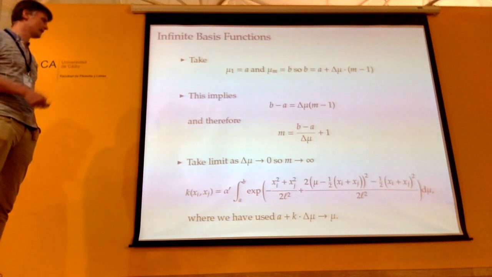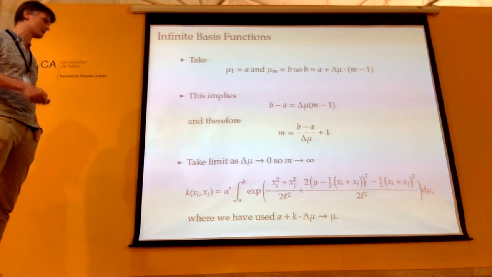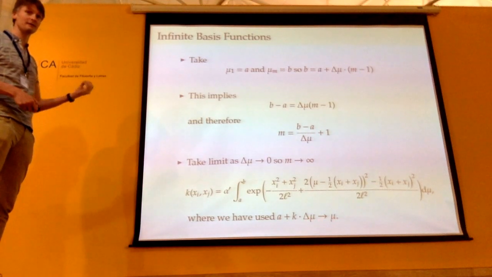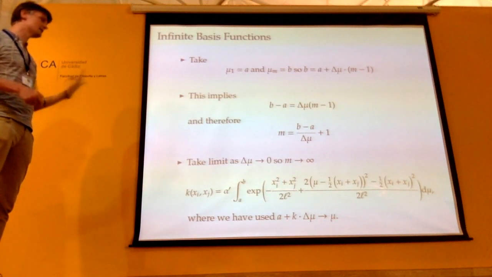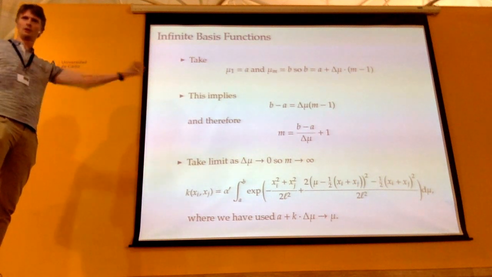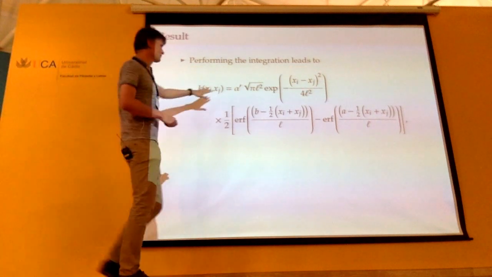I'm just doing that old trick of taking the discrete thing, which is now multiplied by delta mu, and taking the limit to infinity. We're using the fact here that a plus k times delta mu is mu itself, it's the variable mu. And now I need to integrate over mu. So I'm now convolving these Gaussians over their inputs over the input space. And this is what the result of the integral is.